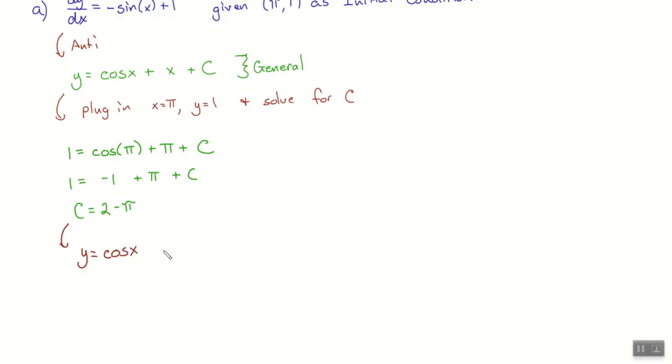Cosine of x plus what? Awesome. And we're done. What did we just find? What is this one? That is our particular solution for this data. All right. Feels good still? Feels bad?